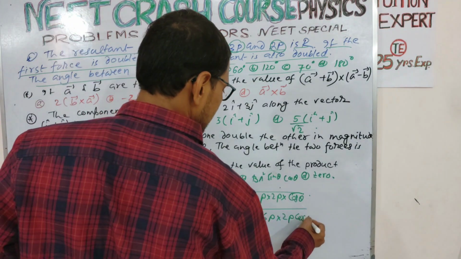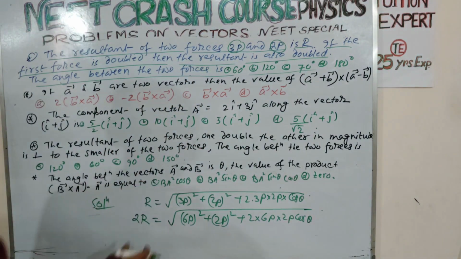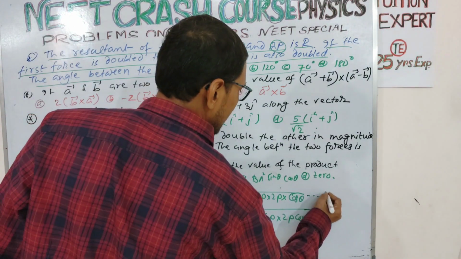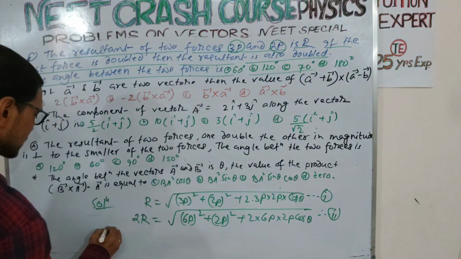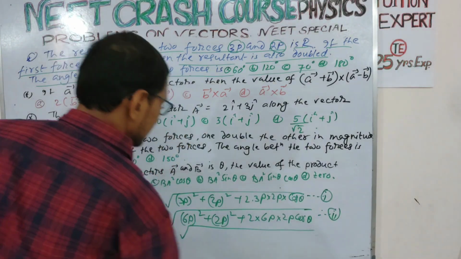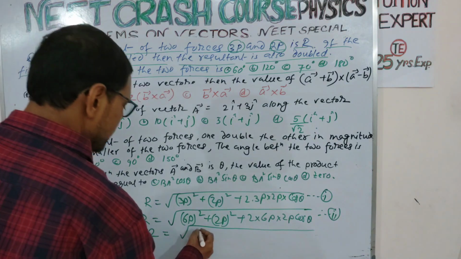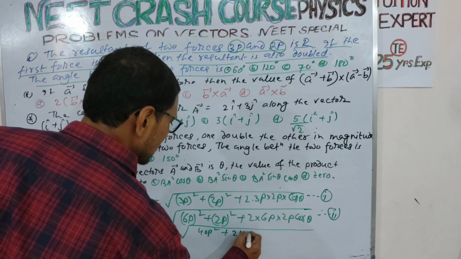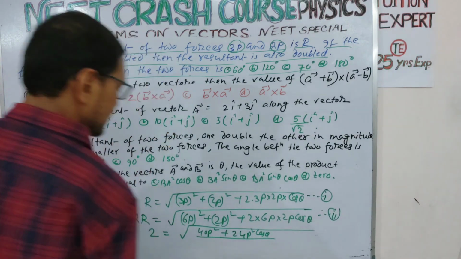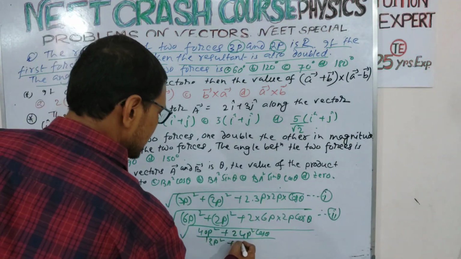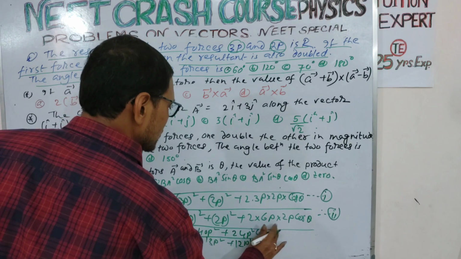Angle also constant. So we get the two results. Now if we divide this by this, suppose this is 1, this is 2. So if we divide 2 by 1, then we get 2 equal to root over 36 plus 4 plus 40p square plus 24p square cos theta, divided by 9p square plus 4 plus 13p square plus 12p square cos theta. So we get this result.